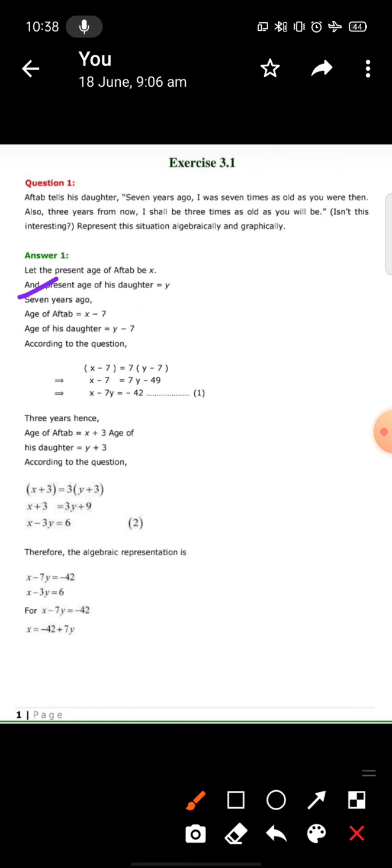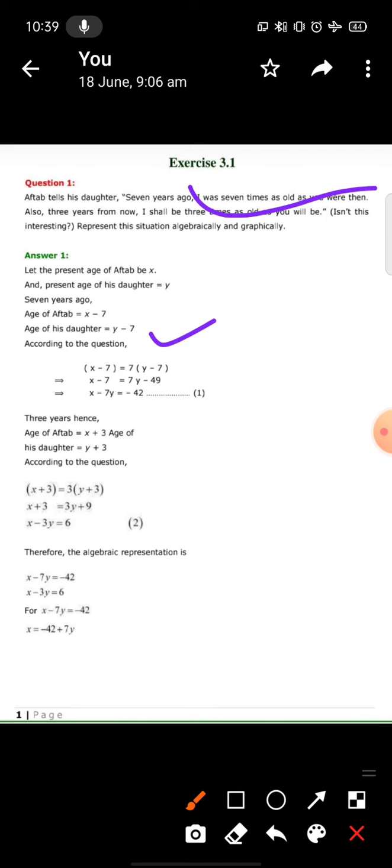So 7 years ago, Aftab's age is x minus 7 and his daughter's age is y minus 7, because their present ages are x and y, so we are subtracting 7 from both of them. This first thing is complete. Because we have to do the calculation for 7 years ago, that's why we took the ages of 7 years ago. Now, according to the question, what is the question saying there?